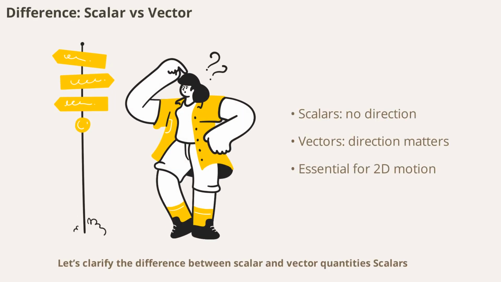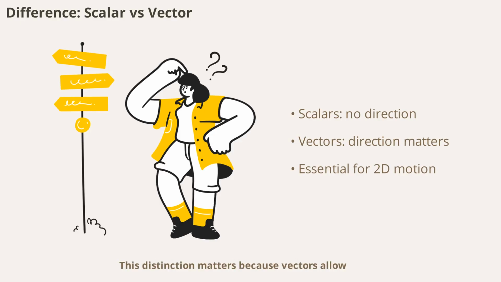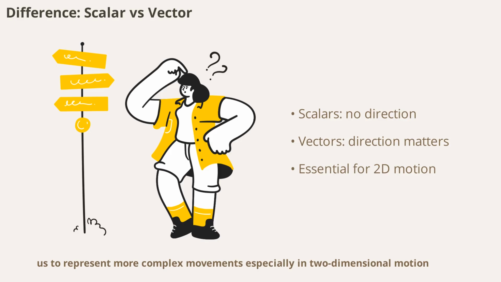Let's clarify the difference between scalar and vector quantities. Scalars, like temperature or mass, are described by a single value. They don't involve any direction. Vectors, such as force or velocity, require both a value and a direction to be fully described. For example, saying a car moves at 60 km/h is scalar, but saying it moves at 60 km/h east is a vector. This distinction matters because vectors allow us to represent more complex movements, especially in two-dimensional motion.